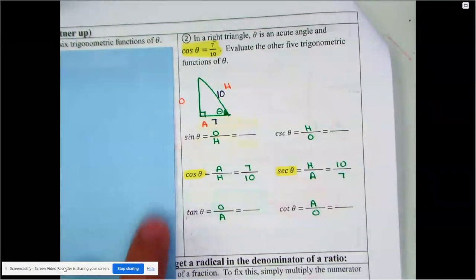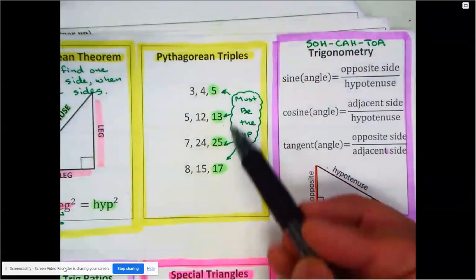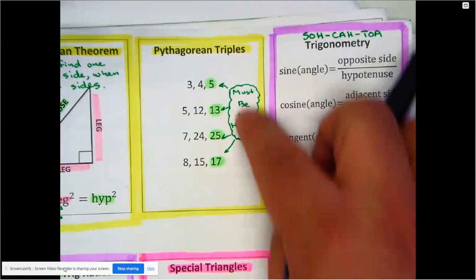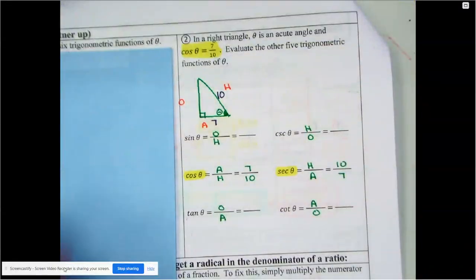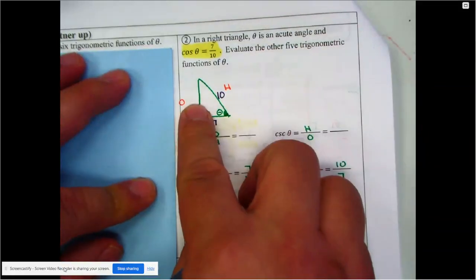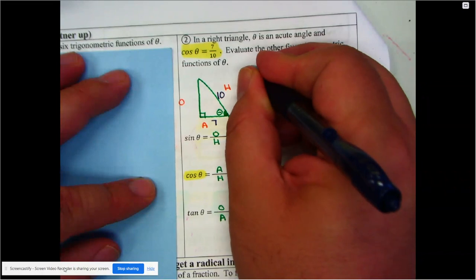Now 7 and 10, let's see. Here's my Pythagorean triple, 7 and 10. The height has to be a 10. There are no heights with a 10. So unfortunately, we will go classic Pythagorean, and that's fine. I'm going to go classic Pythagorean. I'm going to look for this side. We could call it x. We could call it anything for now.